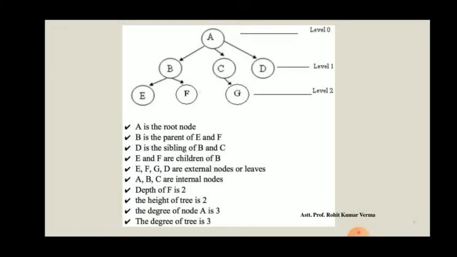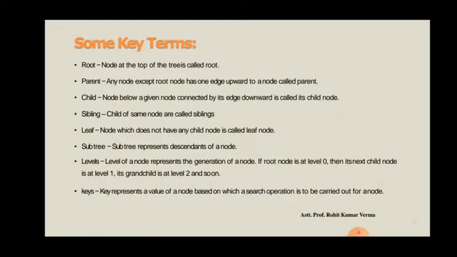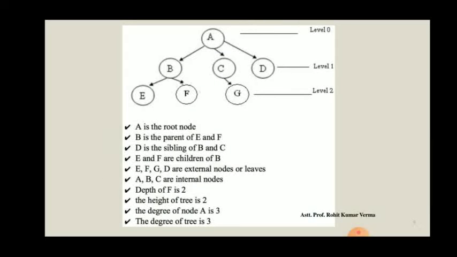So A is known as the root of the tree. Next thing you have to remember is parent. Dear students, any node except the root node has one edge upward to a node called parent. If we take the example of E, the parent node of E is B. Or we can say that B is the parent node of E and F.